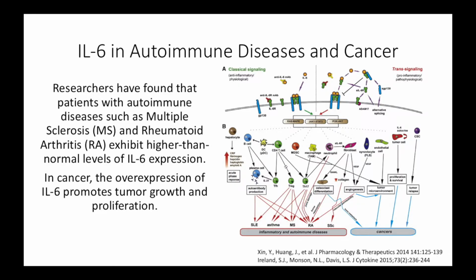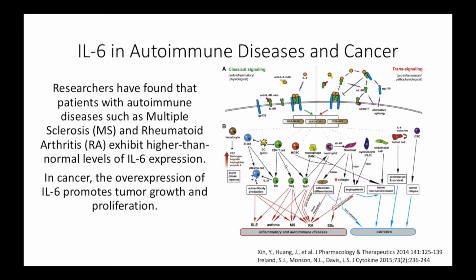Autoimmune diseases such as multiple sclerosis and rheumatoid arthritis are characterized by heightened immune system activity. This has led researchers to investigate the role that IL-6 plays in such diseases. Based on studies performed, it has been found that those affected by autoimmune diseases have consistently high levels of IL-6 in their bodies, resulting in constant antibody production.